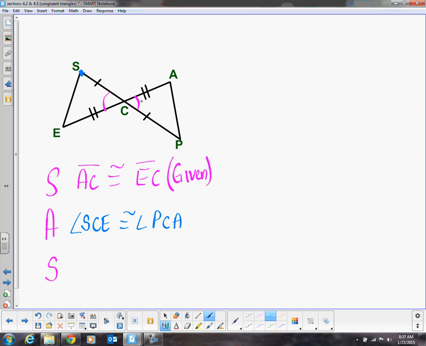Now, that was pink. That was not given. What's that reason? No, they're not the same. What are they? Vertical angles are congruent. All right. So now we need one more side. What's the other pair of sides? Madison King?